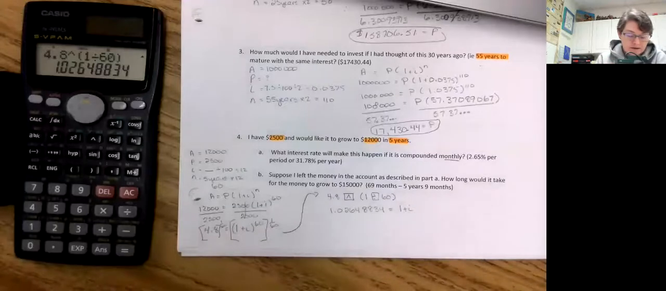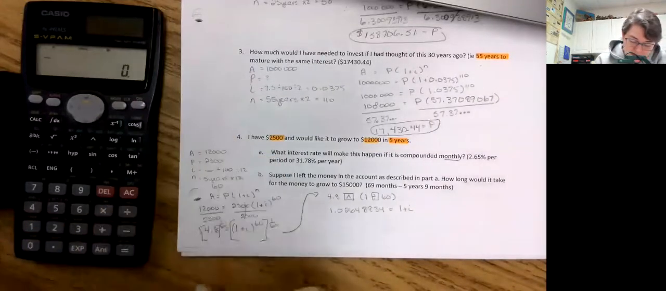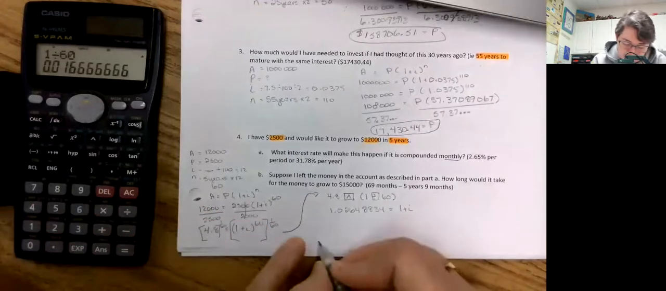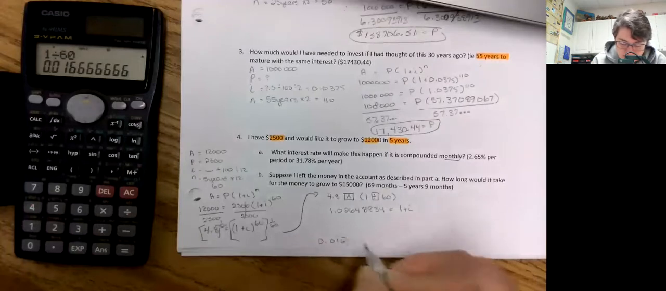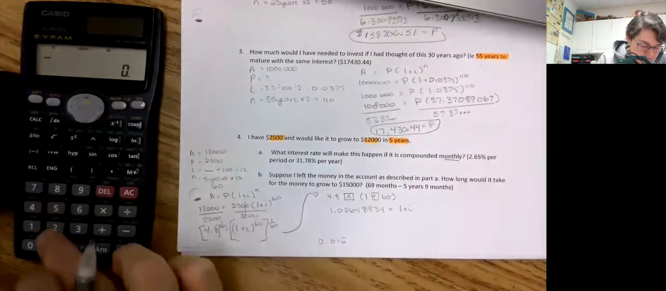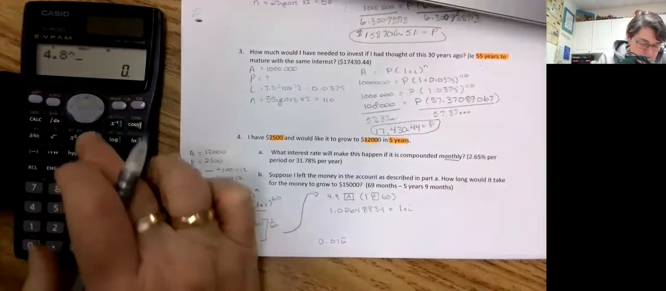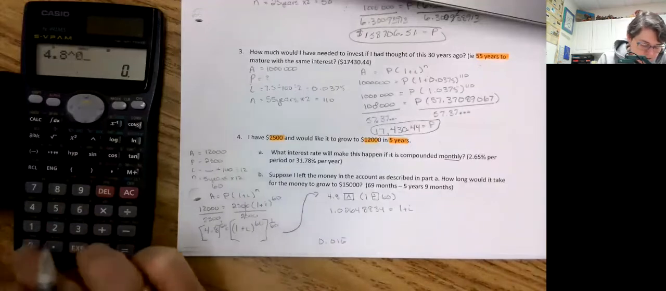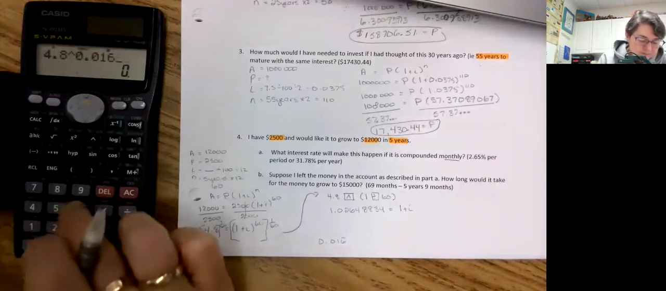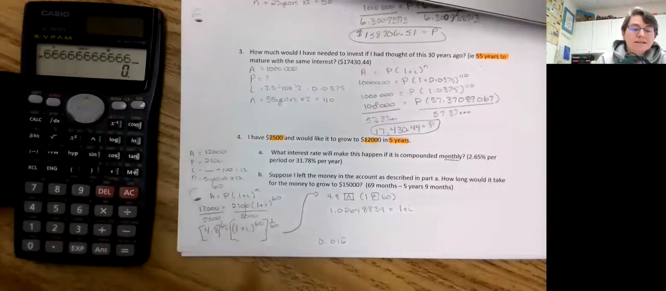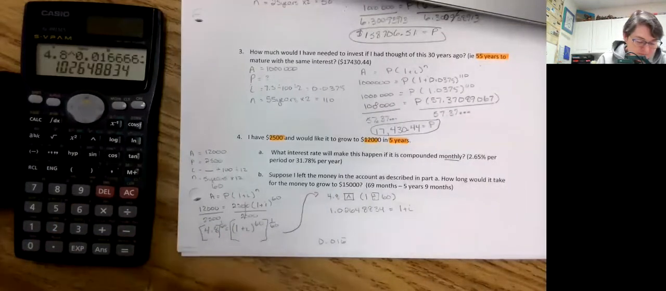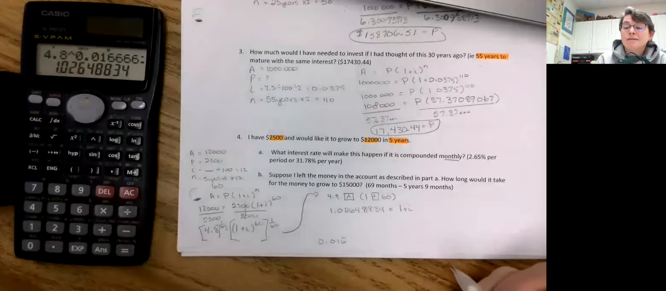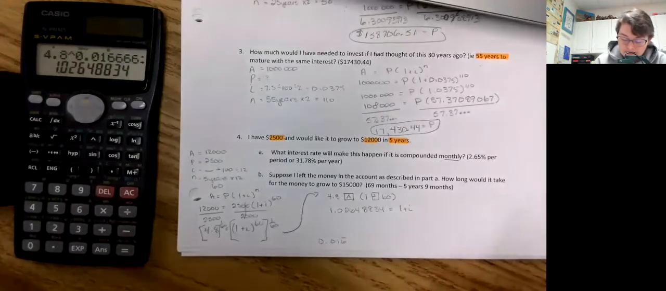I'm very curious here. When we did 1 divided by 60, I got 0.016 repeating. So what happens if I go 4.8 caret 0.016 and just hit a stupid amount of sixes? Okay, I got the same answer either way. So it's up to you, whatever works for you.